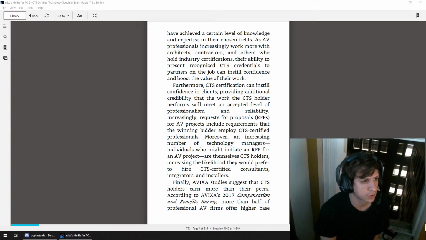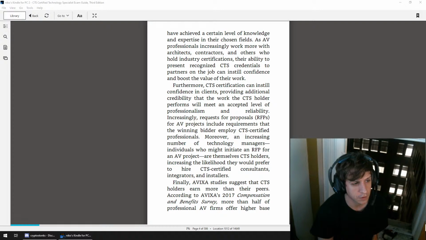Furthermore, certification can instill confidence in clients, providing additional credibility that the work the CTS holder performs will meet an accepted level of professionalism and reliability. Increasingly, requests for proposals for AV projects include requirements that the winning bidder employ CTS certified professionals. Moreover, an increasing number of technology managers, individuals who might initiate an RFP for an AV project, are themselves CTS holders, increasing the likelihood they would prefer to hire CTS certified consultants, integrators, and installers.